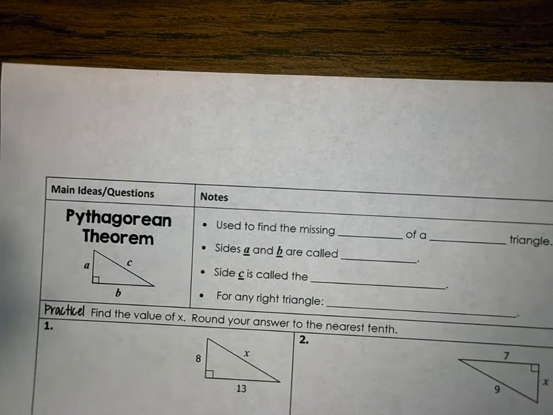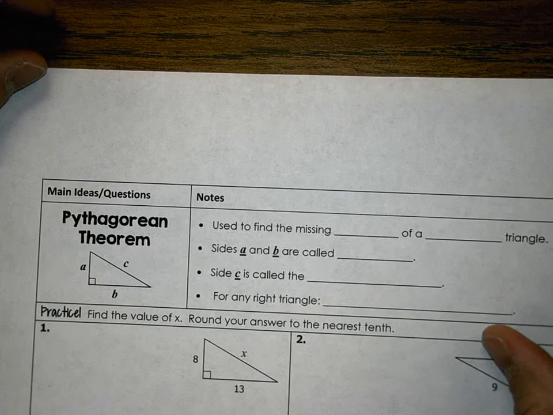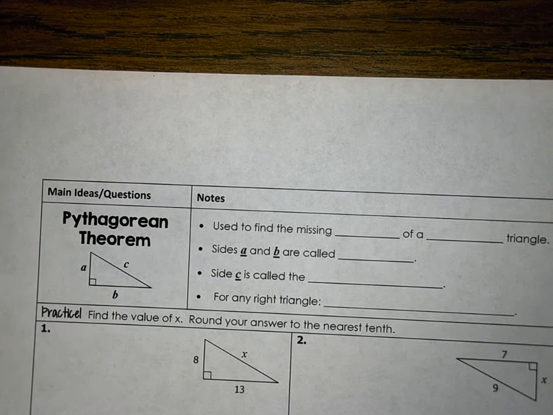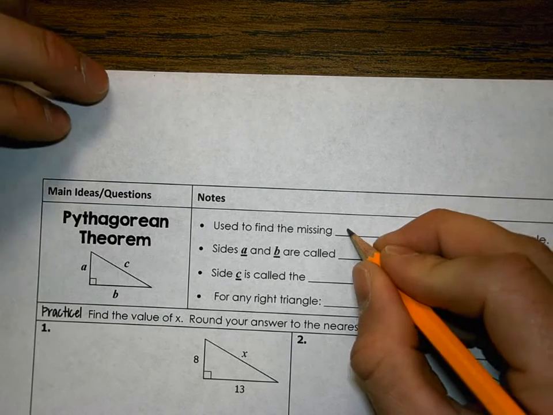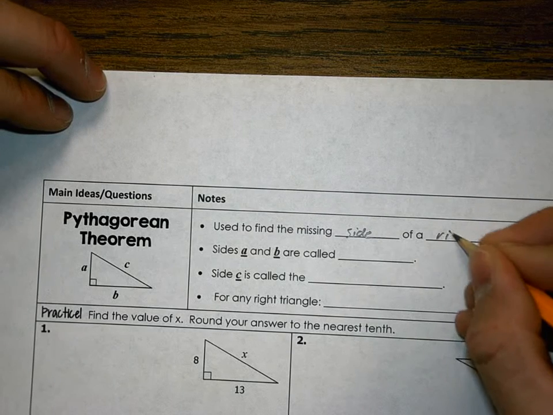Alright, Pythagorean Theorem. We've covered this before, but this we will put in our notebook. This goes on the next page. Okay, we're going to use the Pythagorean Theorem to find a missing side of a right triangle.